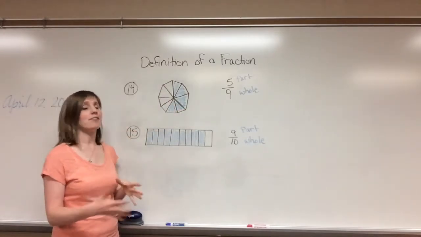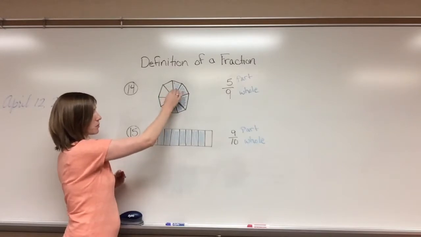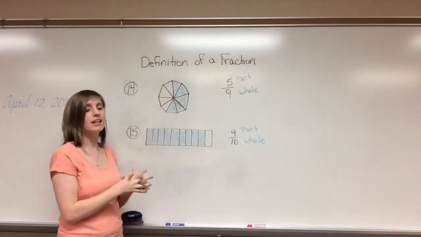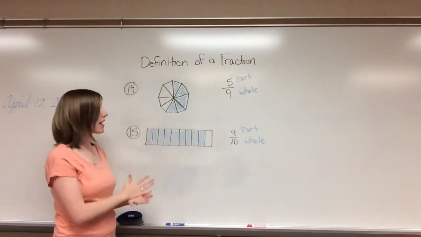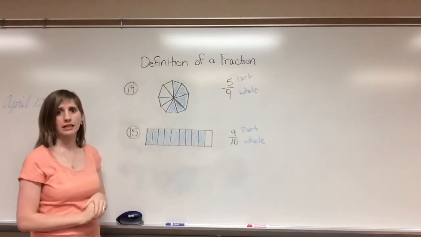Now again, if you shaded in a different 5, like maybe this top and left portion, and you left this bottom right portion, those 4 unshaded, that's fine. As long as you had 5 that were shaded, 4 that were unshaded, you would be correct for number 14.